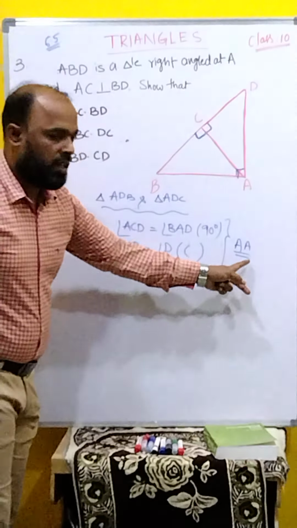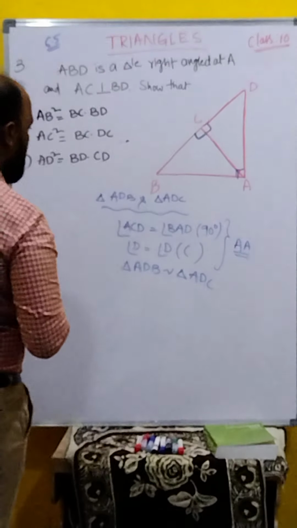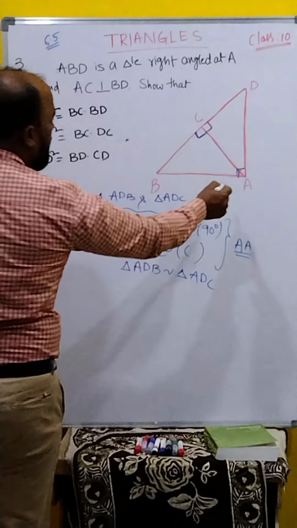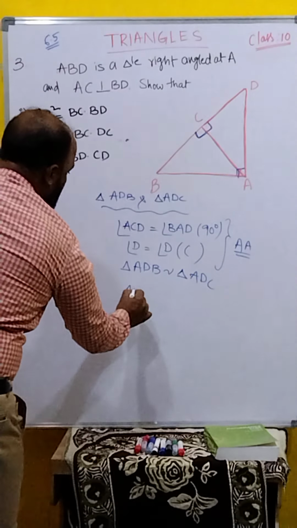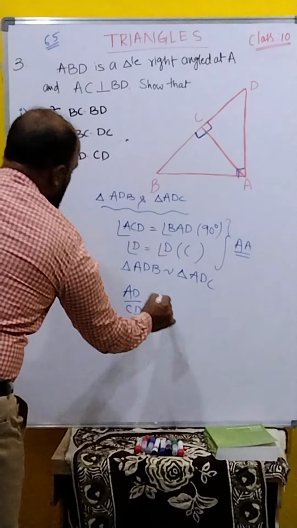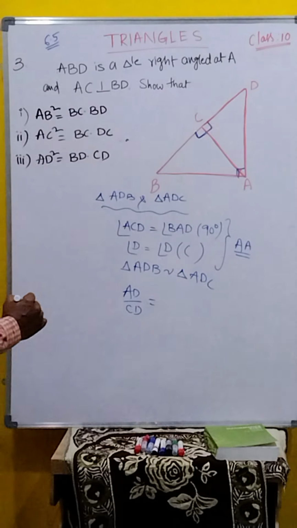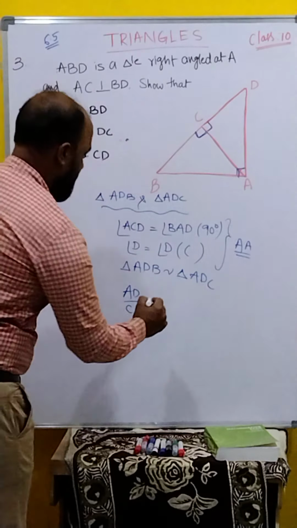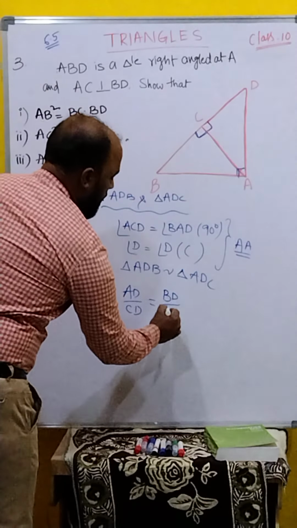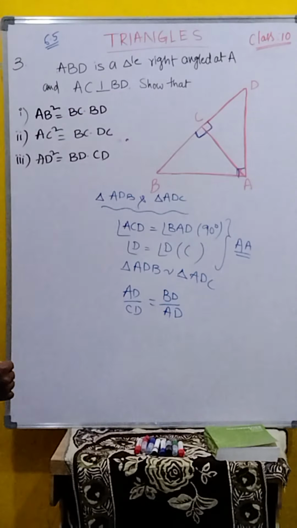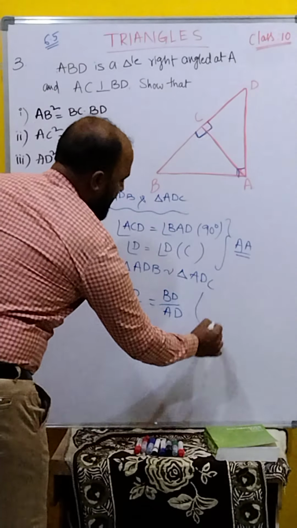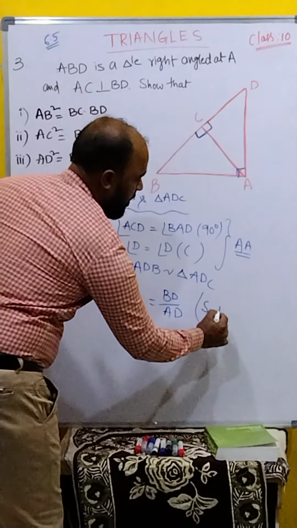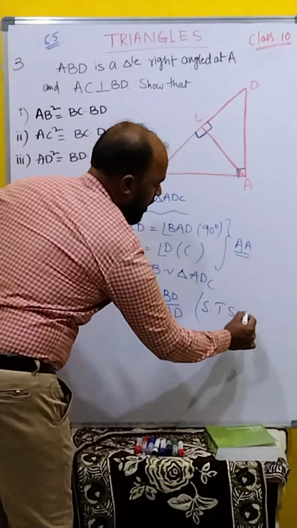What is the similarity working on? Angle and angle. If two triangles are similar, the sides are in proportion. AD by CD is equal to, what is the second one, BD by AD. Now cross multiply both. What is the reason here? When two triangles are similar, the sides are in proportion.